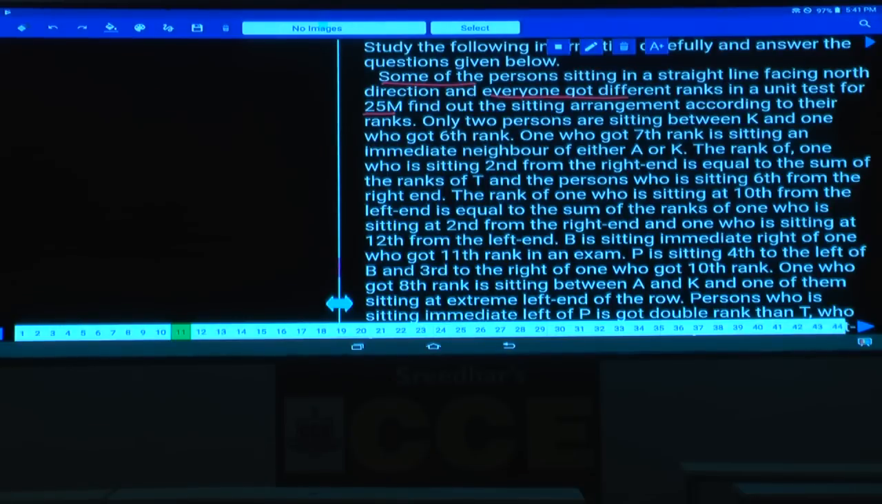Only 2 persons are seated between K and the one who got 6th rank. Between K and the 6th rank there must be exactly 2 persons. The one who got 7th rank is the immediate neighbor of either A or K. Similarly, the rank of the one who is second from the right hand, the one seated 10th from the left hand, and the one seated 12th from the left hand are given. B is seated to the immediate right of the one with 11th rank, P is this one. And the one who got 8th rank is between A and K.